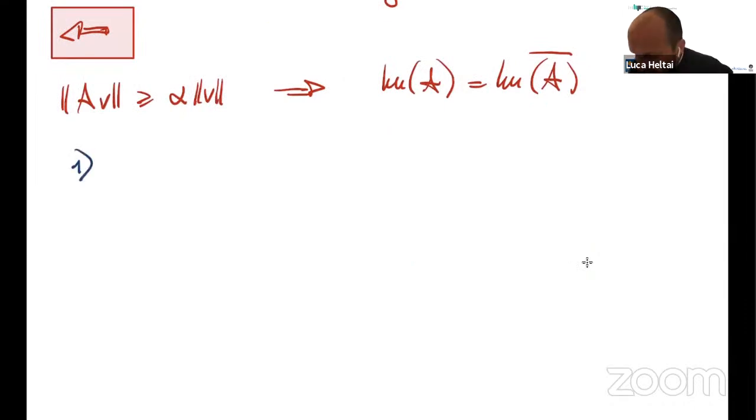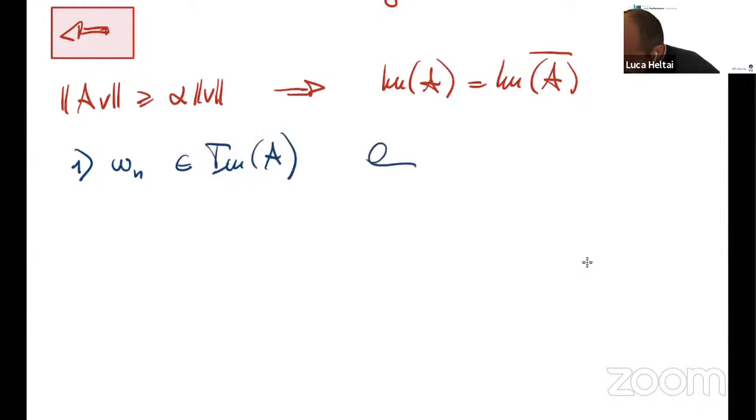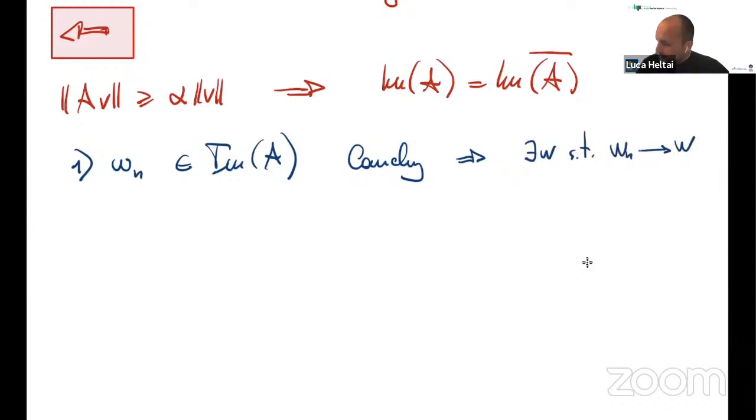So I start, as usual, with a sequence which is in the image of A. And I want the sequence to be Cauchy. Since the image of A is included in a Banach space, independently of whether the image of A is closed or not, there exists W, which is the limit of Wn in W, right?